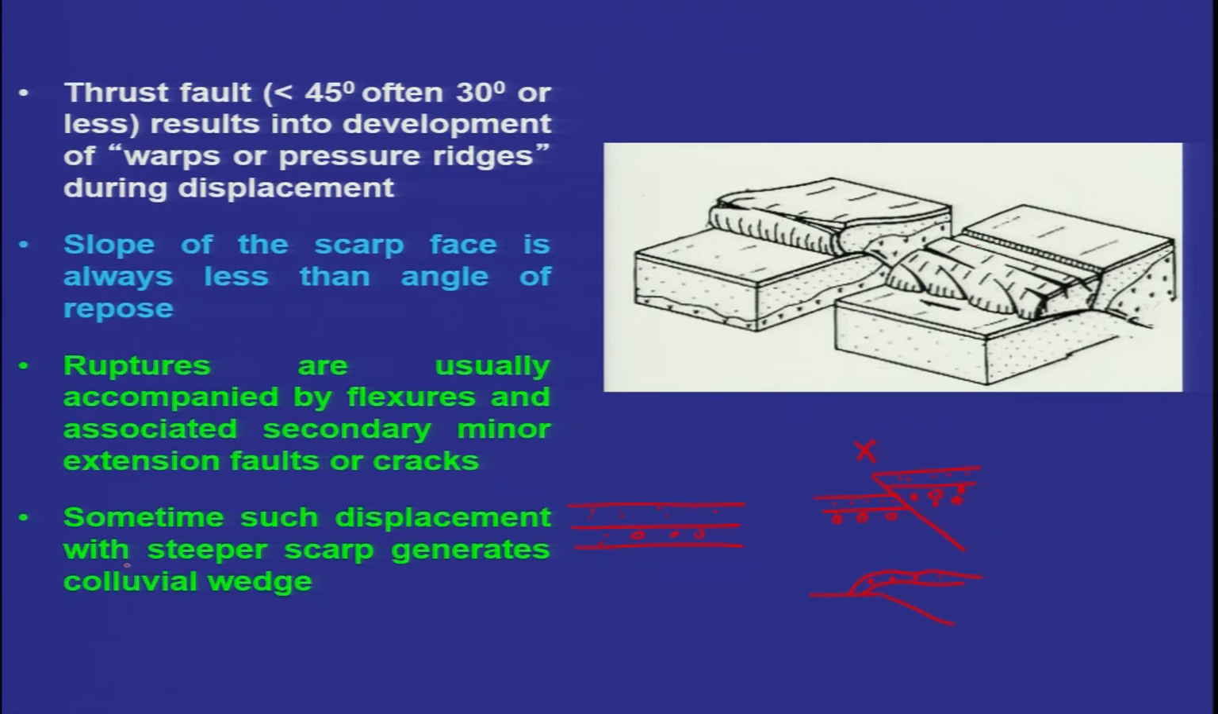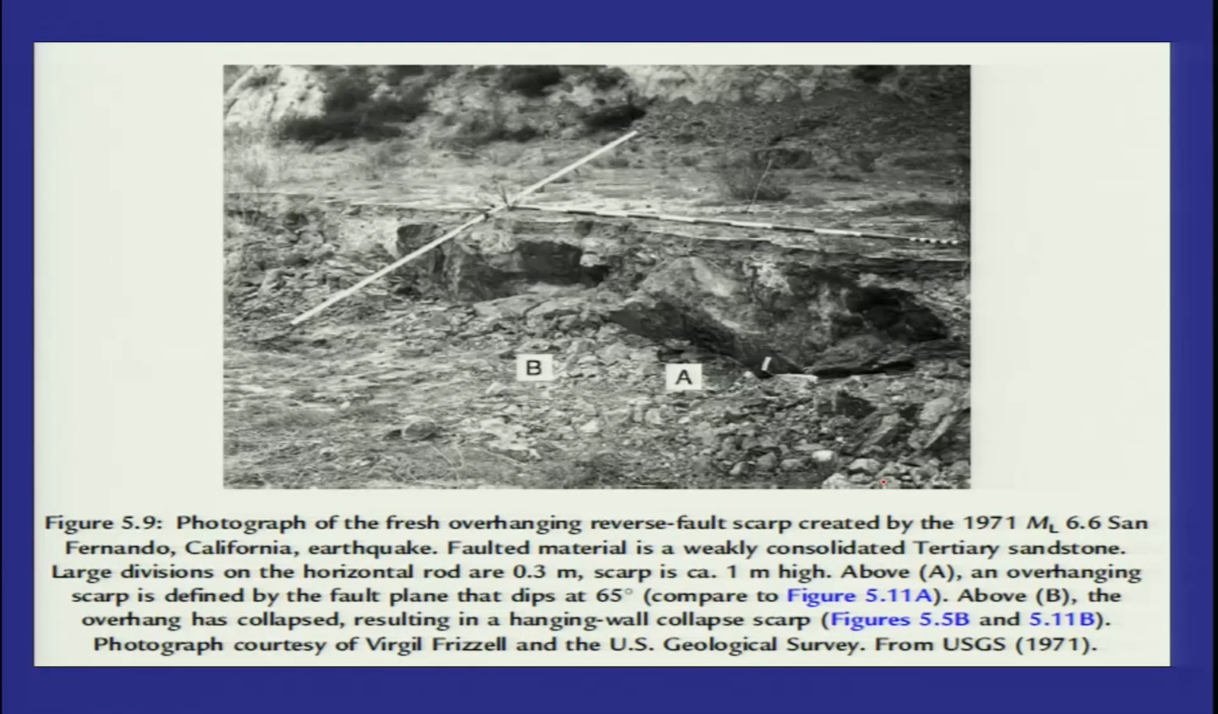Sometimes such displacements with steeper scarp generate colluvial wedges. So, if the scarp is slightly steeper, then you will see the formation of colluvial wedges at the base. This was the example which we looked at in the beginning also, that we have a slightly sharp, steeper scarp, and then we have the colluvial material which is sitting at the base of the scarp.